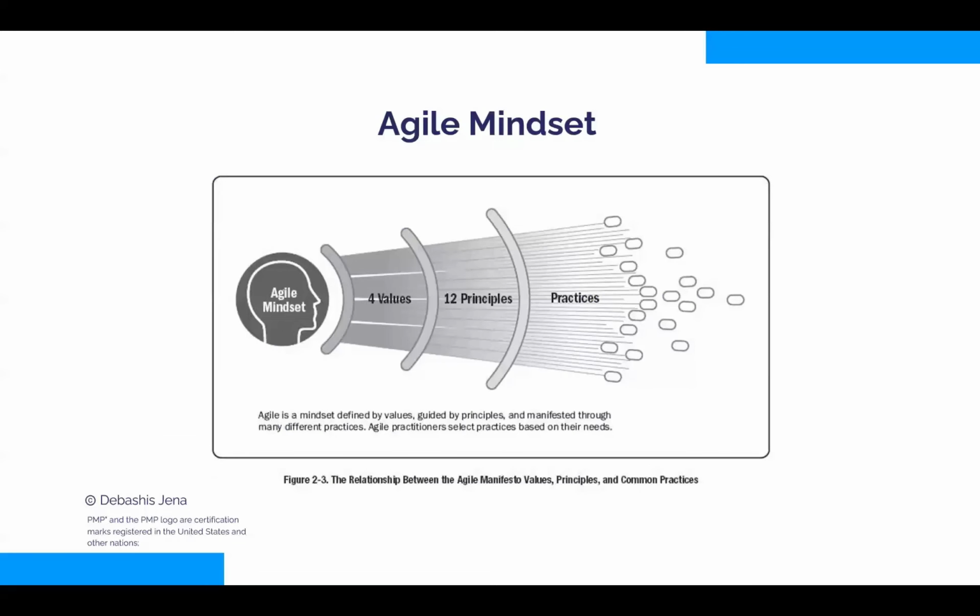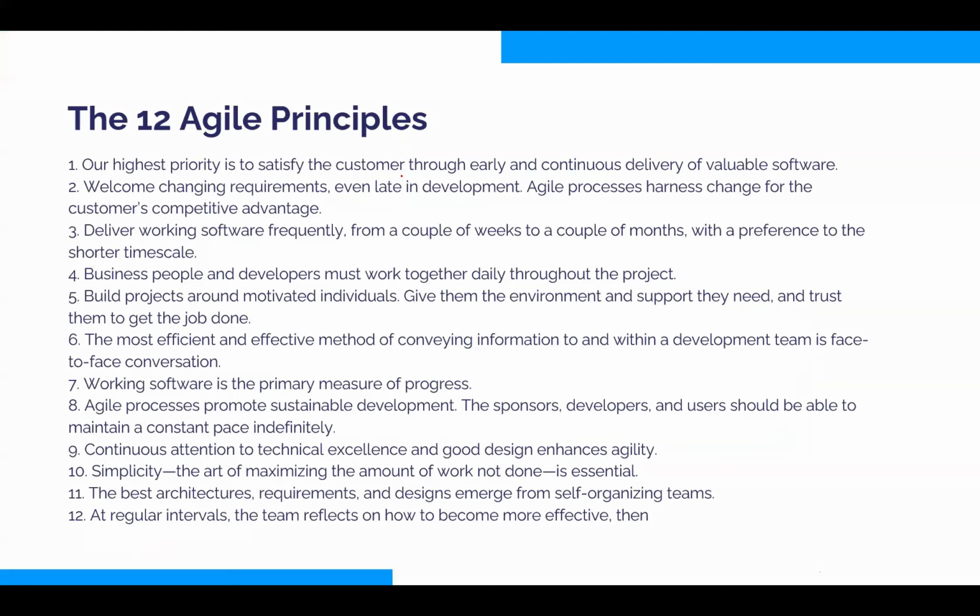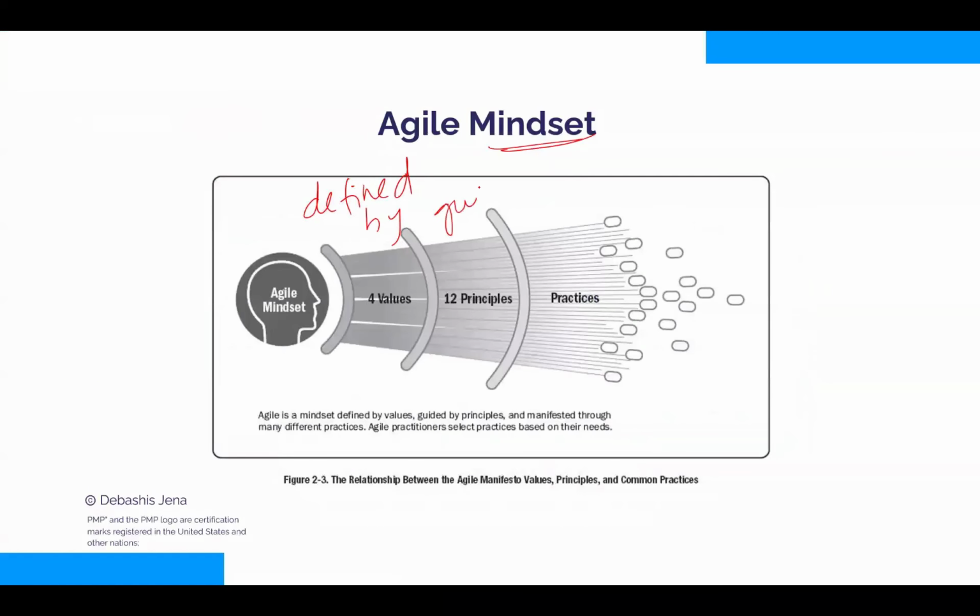Okay, looks good. Well then, what is that Agile mindset? Understand it this way: Agile mindset is defined by 4 values. You remember the 4 values we saw in the manifesto? It is defined by these 4 values, and thereafter guided by 12 principles. We just studied the 12 principles on the last slide. Guided by 12 principles and manifested by several practices.